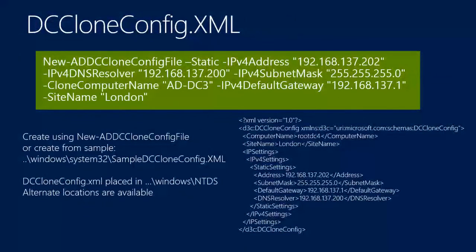When you create a DCCloneConfig file, you can put in all the things you need. So the fact that you want this particular DC to have these particular IP addresses, and I've just got IPv4 on there, but you could have IPv6, subnet mask, default gateways, DNS servers, the name of the machine, the site it's going to be in, and so on. So there's a lot of options available that can go inside the DCCloneConfig file. You don't have to get your XML editor out and create it. You basically supply it all in a PowerShell command line, and it creates that XML for you.